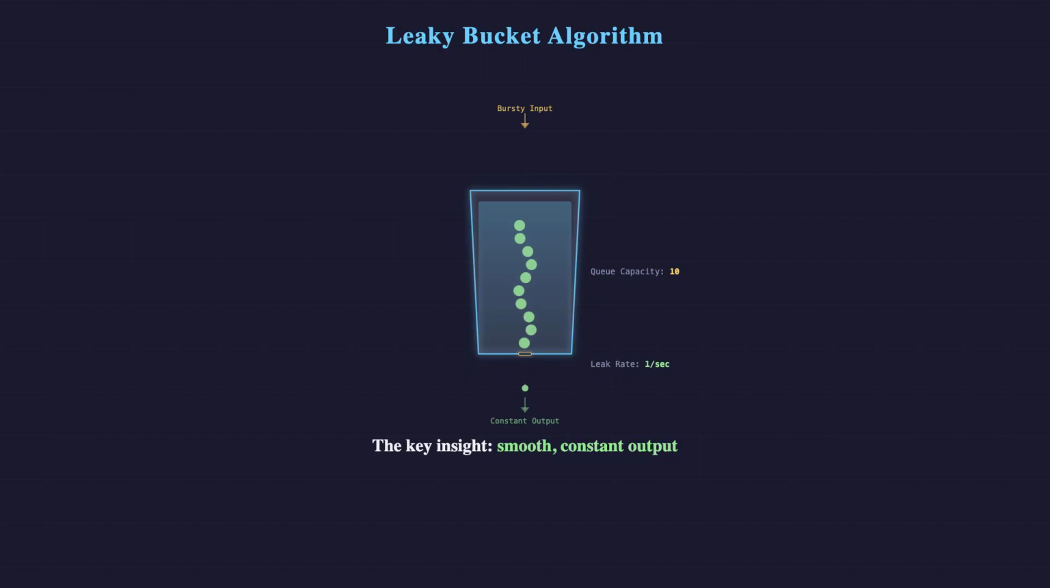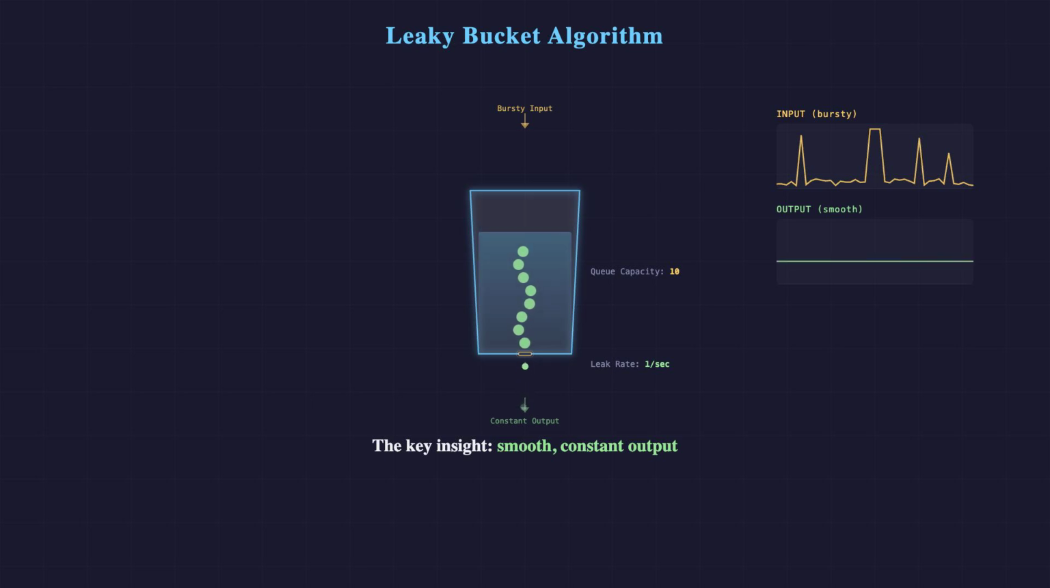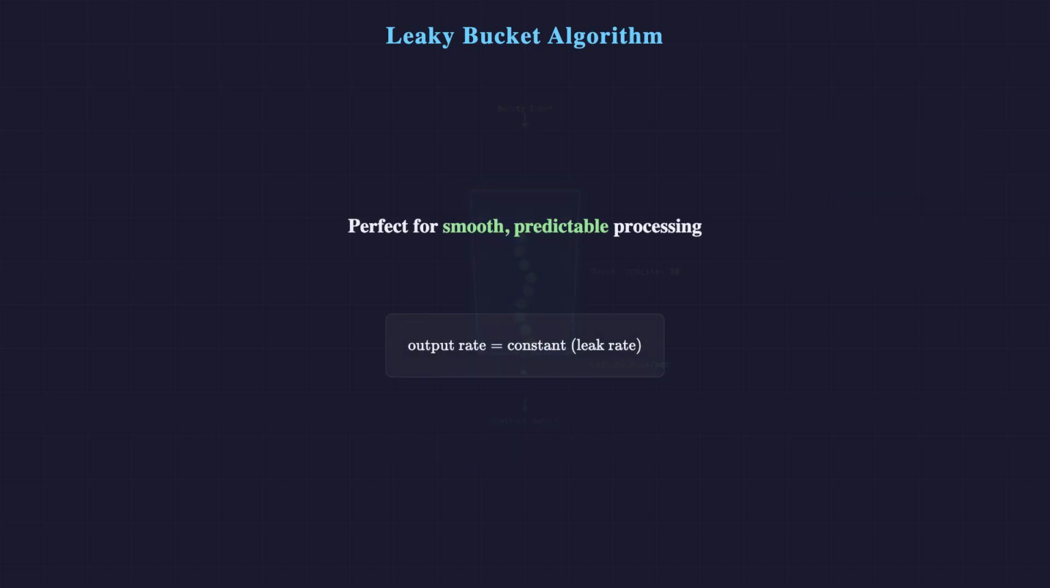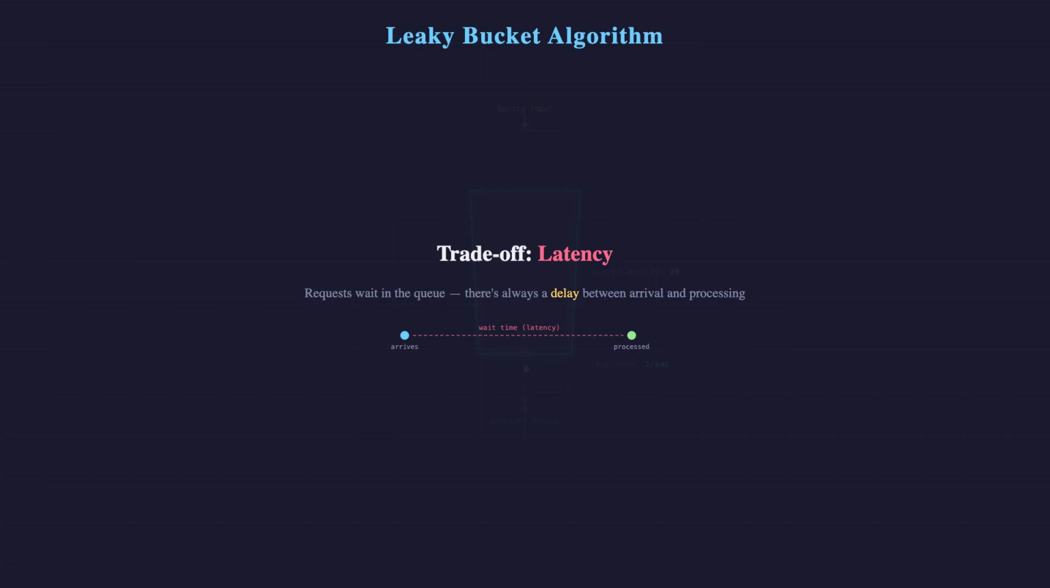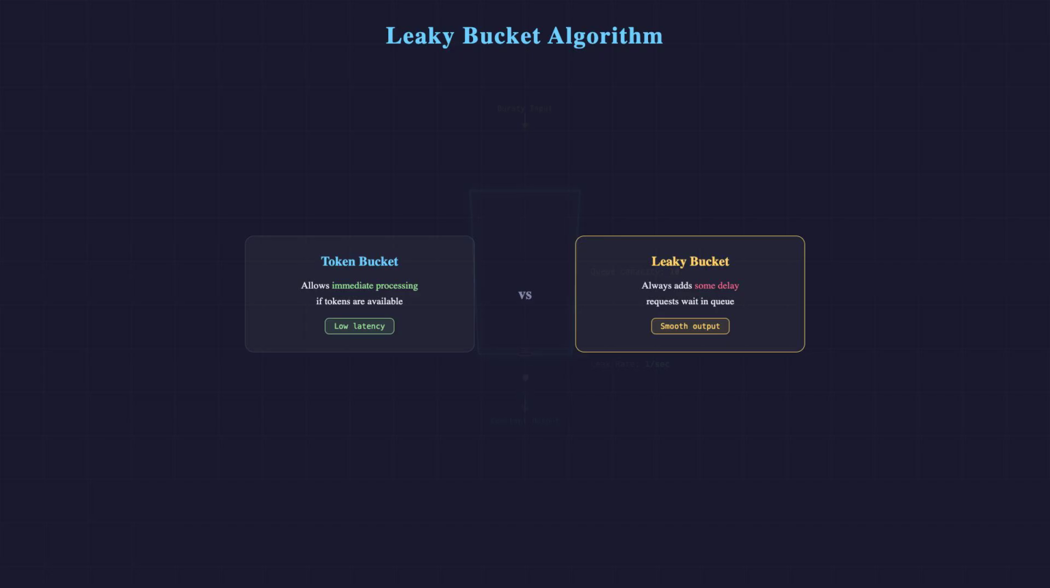The key insight is the output. No matter how bursty the input traffic is, the output is always smooth and constant. 10 requests might arrive in 1 second, but they'll be processed one at a time, evenly spaced. This is perfect when you need a smooth, predictable processing rate. Think of a print queue or a network interface that needs to send packets at a fixed rate. The trade-off is latency. Because requests wait in the queue, there's a delay between when a request arrives and when it's actually processed. The token bucket allows immediate processing if tokens are available. The leaky bucket always adds some delay.